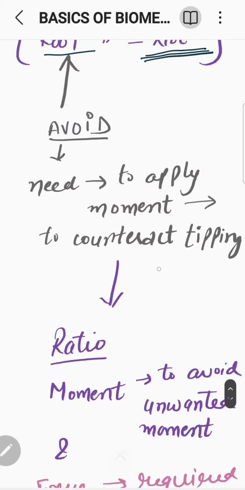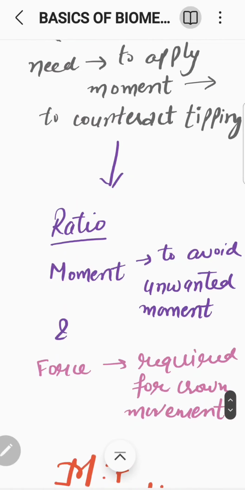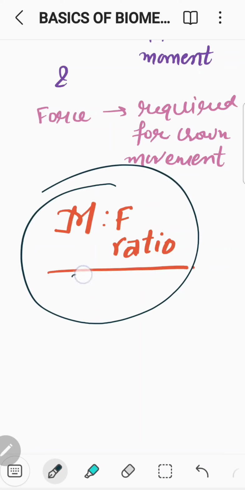To avoid that, there is a need to apply a moment which will counteract that particular movement of the root portion of the tooth. For that, a ratio has been described: the moment to avoid the unwanted movement of the root portion, and the force required for the crown movement. That particular ratio is called the MF ratio. So this is all about the MF ratio, and it is variable and different for different types of tooth movement. So this was all about the basics of biomechanics.